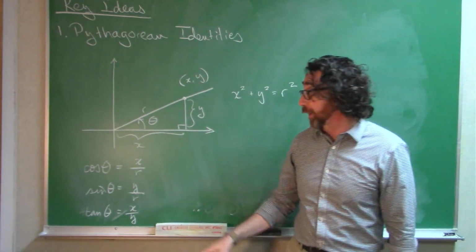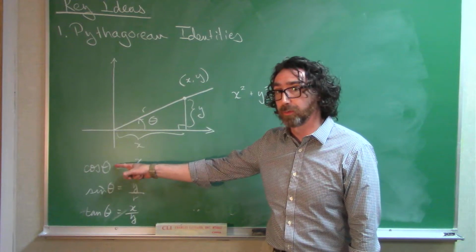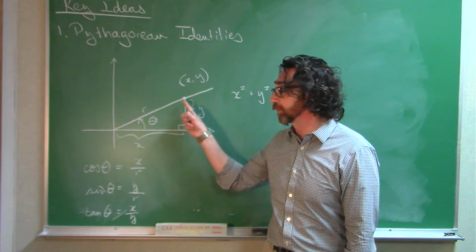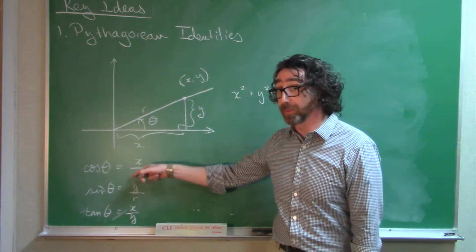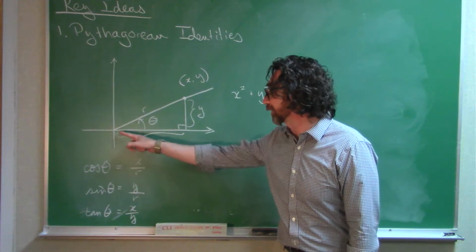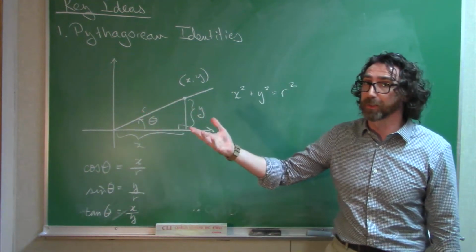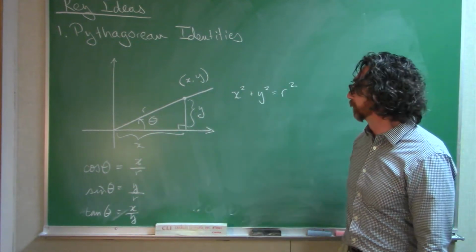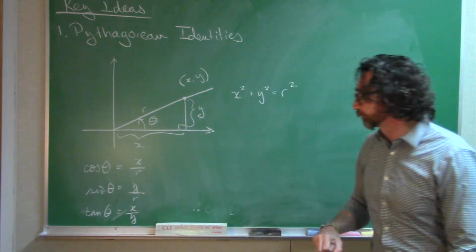That's also why these two trig functions can't be any bigger than 1. The hypotenuse is always the longest side. So if the cosine of an angle were bigger than 1, that's saying that this leg is longer than the hypotenuse. And that can't be true. So cosine and sine always have to be less than 1. Okay, so we know this relationship right here between x, y, and r.